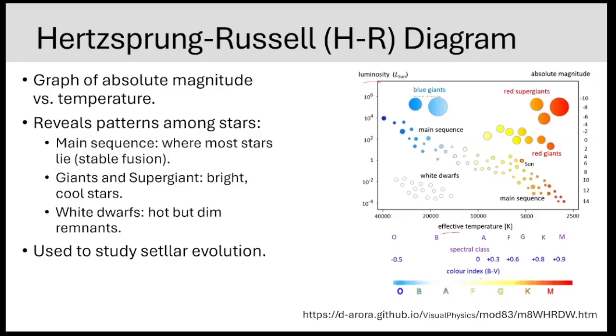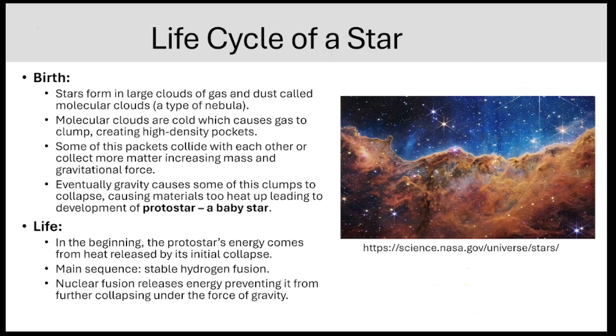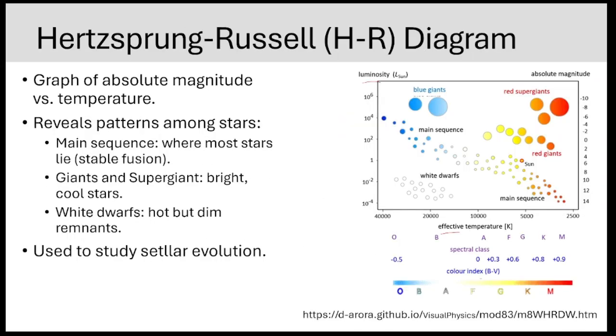For example, main sequence. This region is called the main sequence, where most of the stars lie, and in this main sequence these stars are in stable condition, and their power source is hydrogen fusion, and they are in stable conditions.